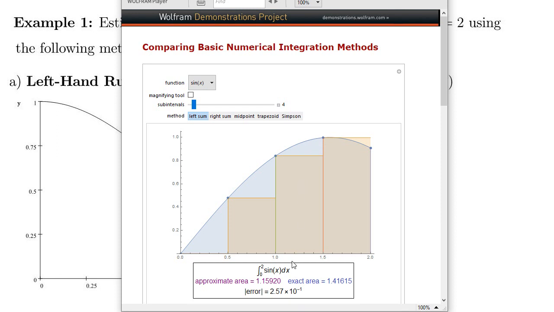And then Wolfram has actually added up the areas of those rectangles. So our approximate area is 1.15920, and then the exact area to 5 decimal places is 1.41615. And our error there is going to be 0.257. So you would subtract these two values.